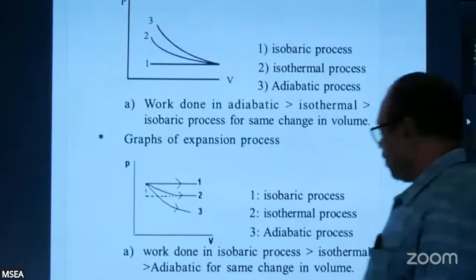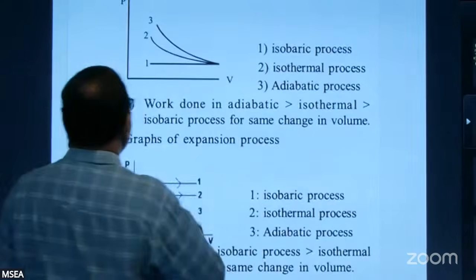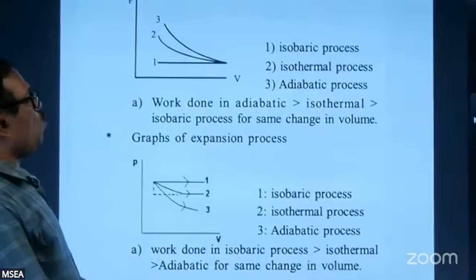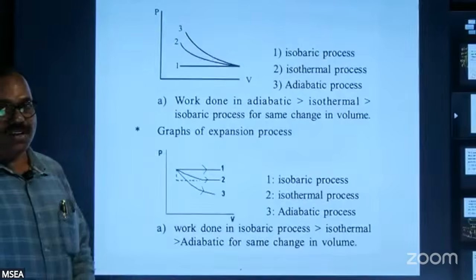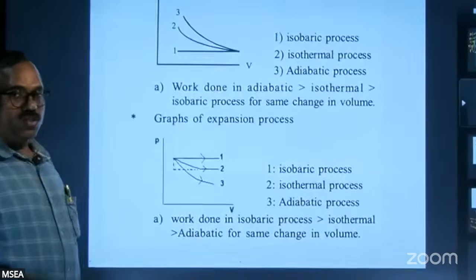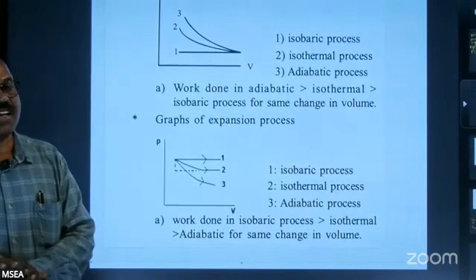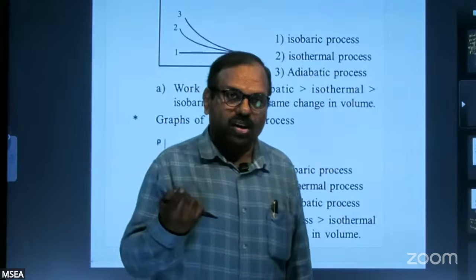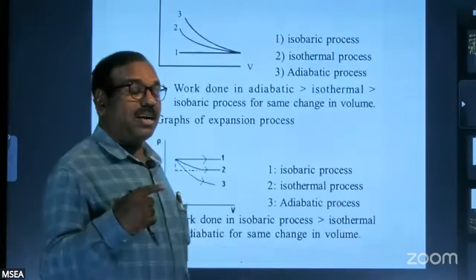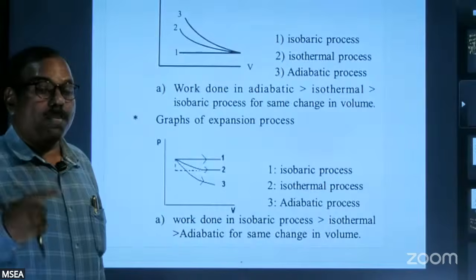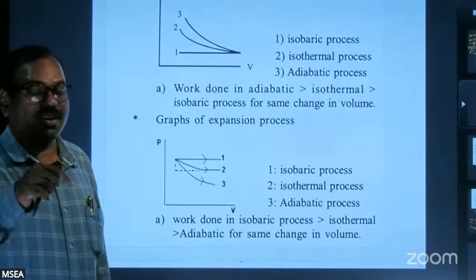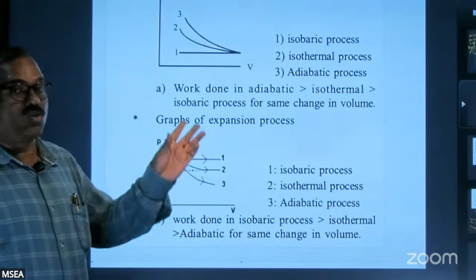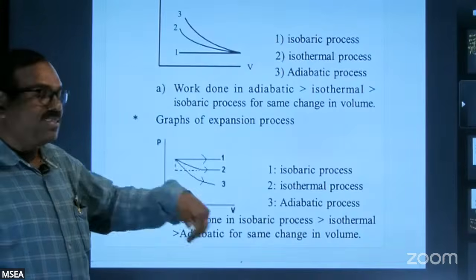This is also very, very important. Whenever we look at the PV graph, whose work done is more? One thing you have to remember. In this, the area of PV graph gives work done, and whose slope is more? That is adiabatic. The slope of adiabatic is gamma times the slope of isothermal. Adiabatic slope is more, isothermal slope is less.